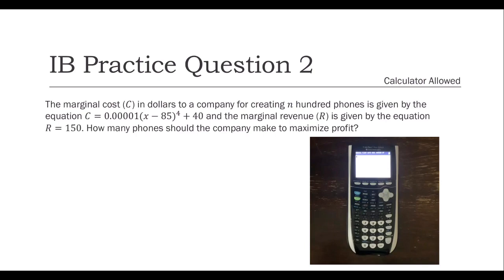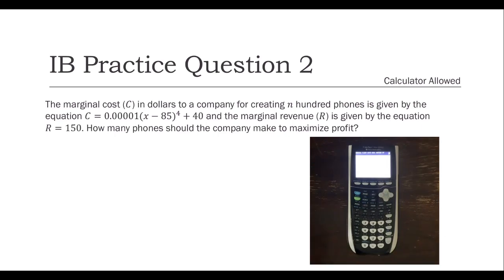So here we have our second IB practice question where a calculator is allowed. It says the marginal cost, C, in dollars to a company for creating n hundred phones is given by the equation C equals 0.00001 times x minus 85 to the fourth plus 40, and the marginal revenue, R, is given by the equation R equals 150. How many phones should the company make to maximize profit? So to find where profit is maximized, you need to find where the marginal cost and revenue curves meet.